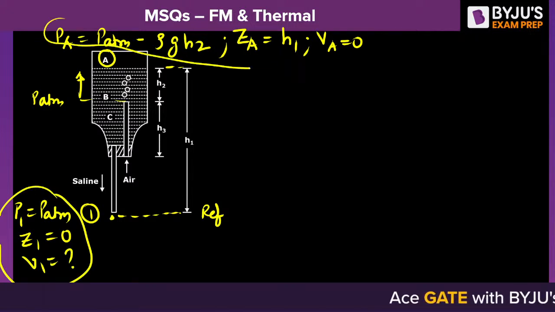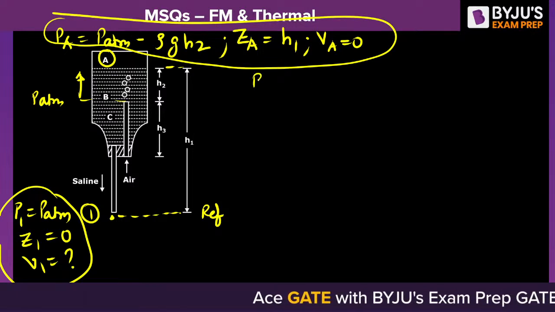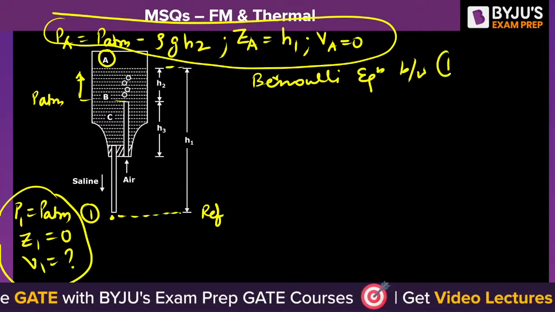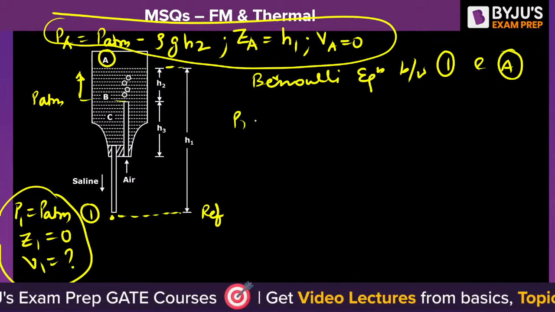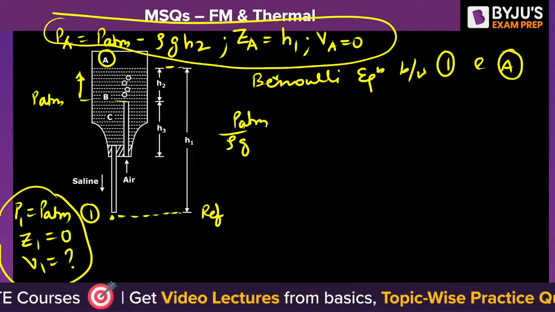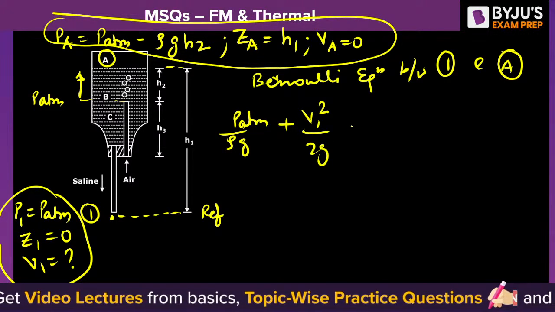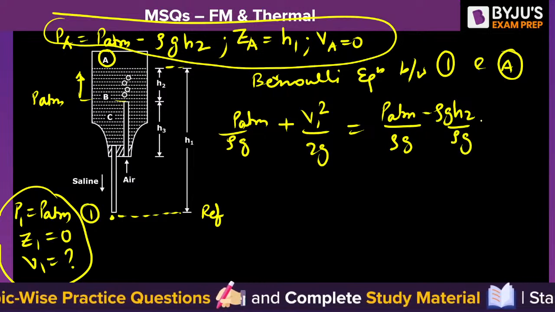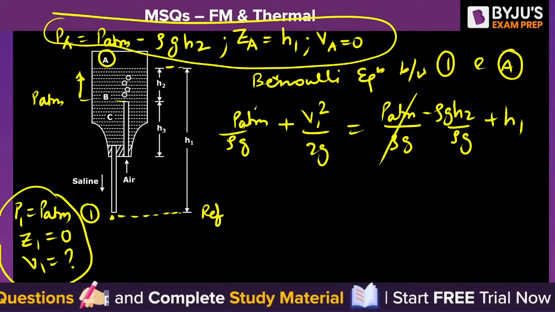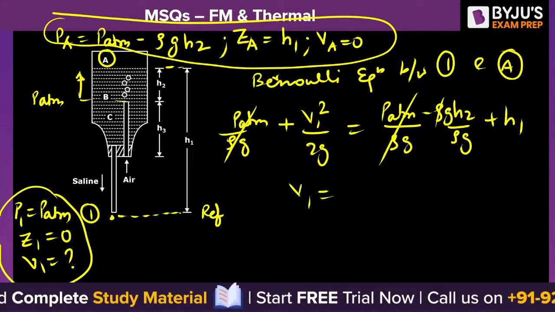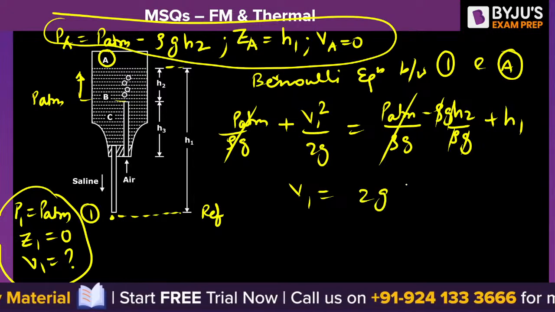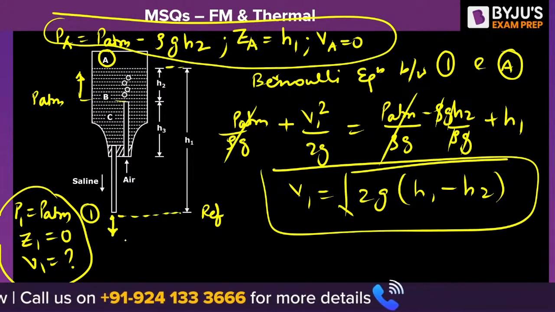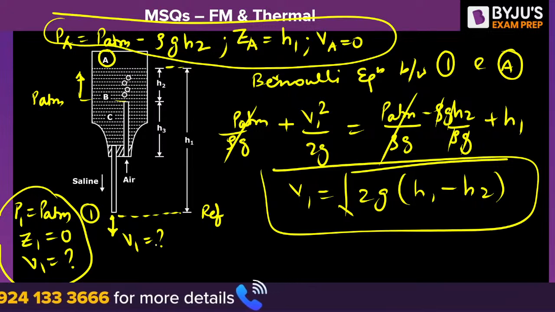So if we apply the Bernoulli equation between these two, write the Bernoulli equation between 1 and A. So P1 by rho g, that is P atm by rho g, plus V1 square by 2g is equal to (P atm minus rho g h2) by rho g, plus h1. So P atm by rho g will get cancelled out, and rho g will also get cancelled out. So V1 is equal to root of 2g(h1 minus h2). This is the velocity of flow from the pipe.